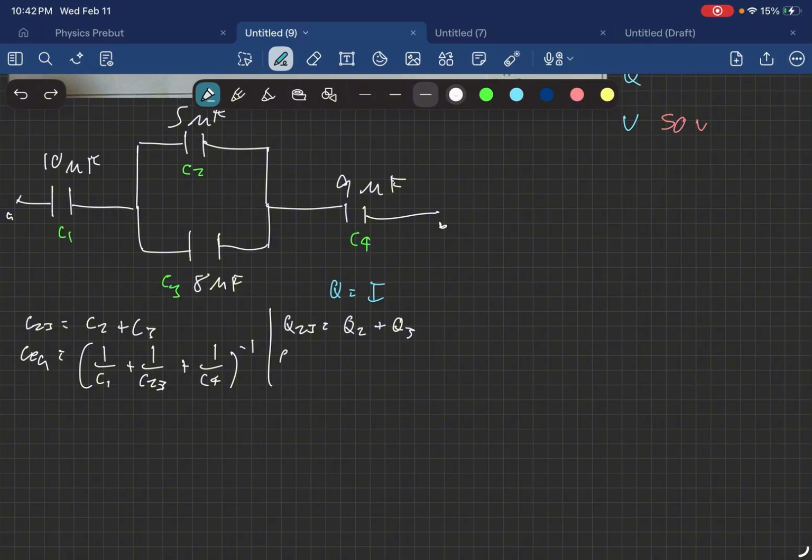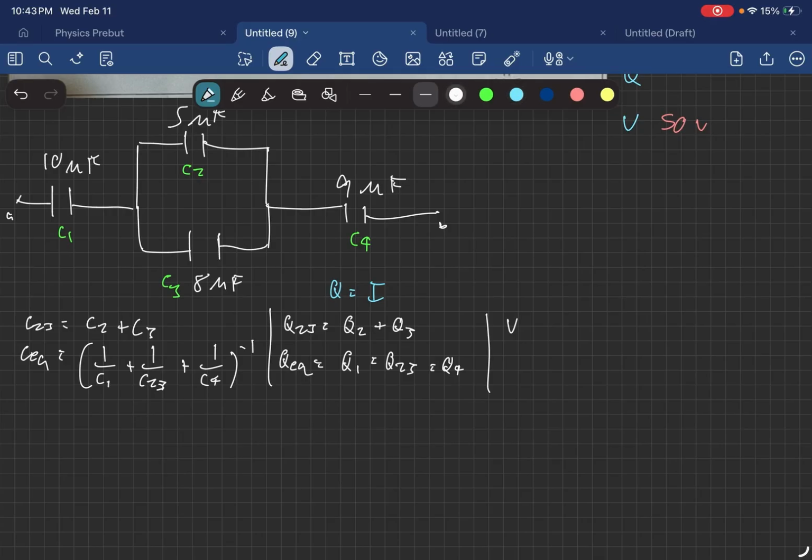Okay, so let's make our other one. So QEQ, they are equal because they're in series. So Q1 is equal to Q23 is equal to Q4. Next we have our voltage.